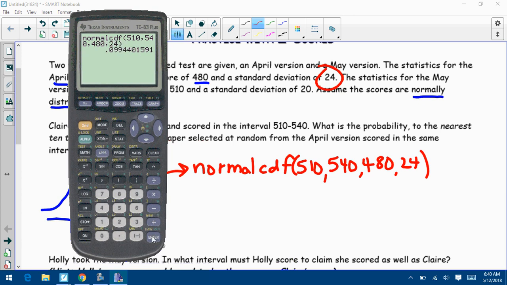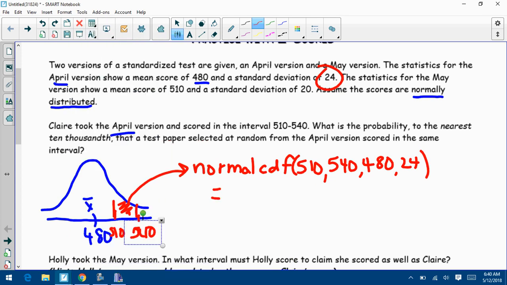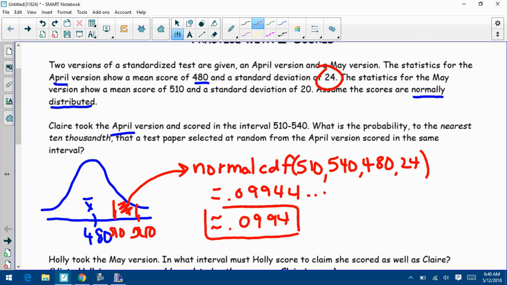Gets us 0.09944, etc. And wanted the probability to the nearest 10,000th, which again is 4 decimal places. So that's about 0.0994. So only about a 10% chance that people scored in that range. Okay, so that we didn't need z-scores with because our calculator could do the z-scores themselves.